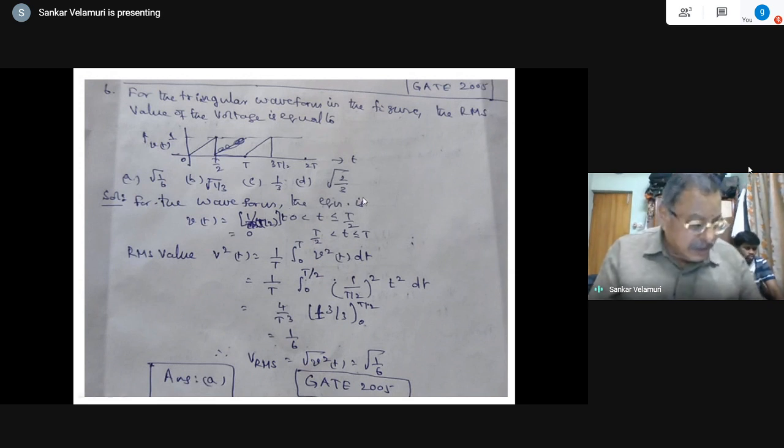Okay, and now you can see for the triangular waveform in the figure, the RMS value of the voltage is equal to, so object type question, multiple choice question: A, square root of 1 by 6; B, square root of 1 by 3; C, 1 by 3; D is square root of 2 by 3. So I repeat, for the triangular waveform in the figure, the RMS value of the voltage is equal to, now you can see the x-axis is time t, and from 0 to t by 2 is a ramp function, and t by 2 to t, its value is 0.